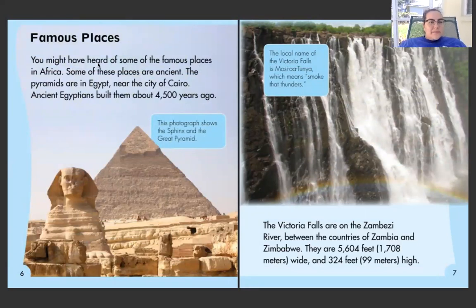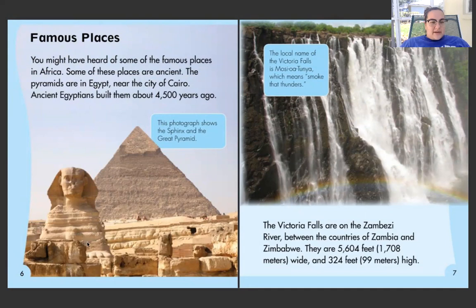Famous places. You might have heard of some of the famous places in Africa. Some of these places are ancient. The pyramids are in Egypt near the city of Cairo. Ancient Egyptians built them about 4,500 years ago.